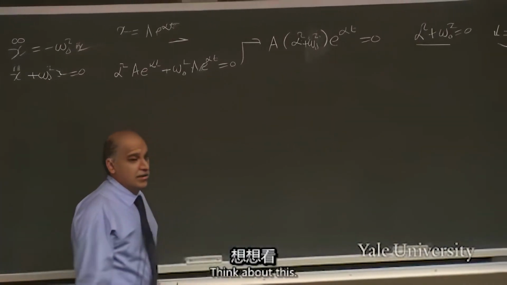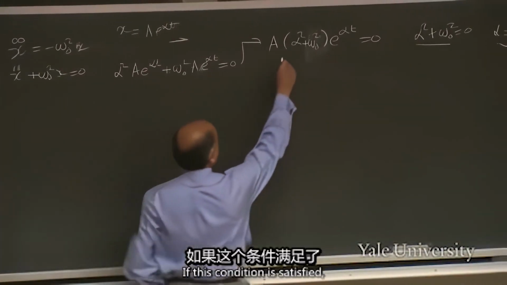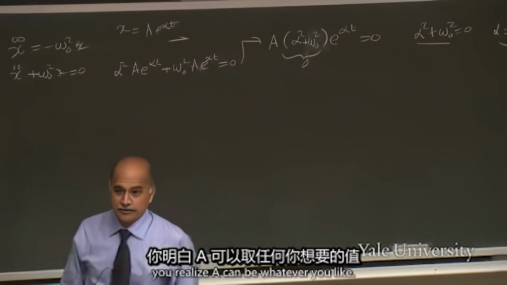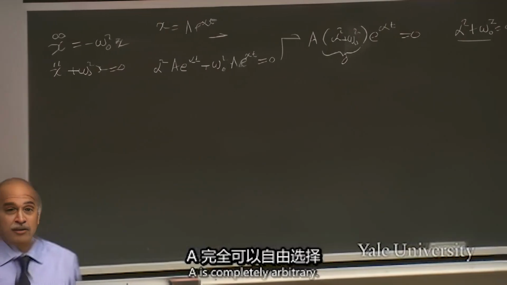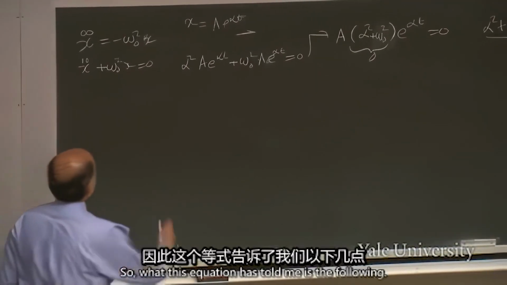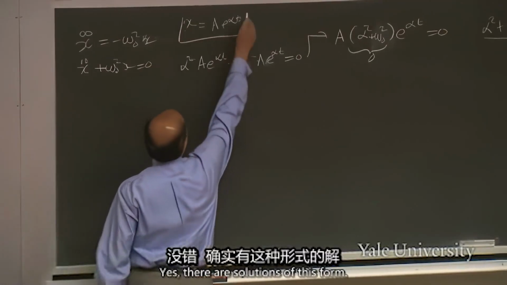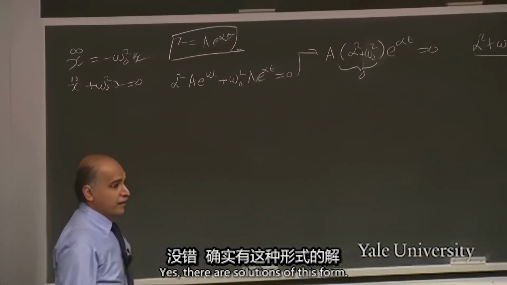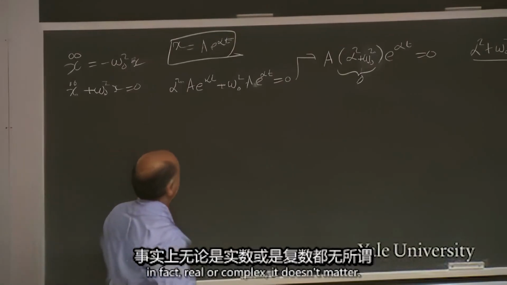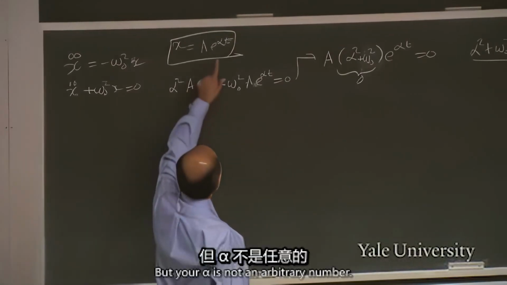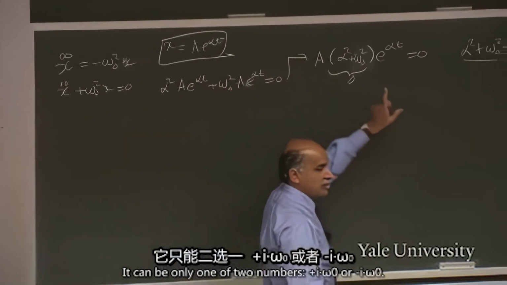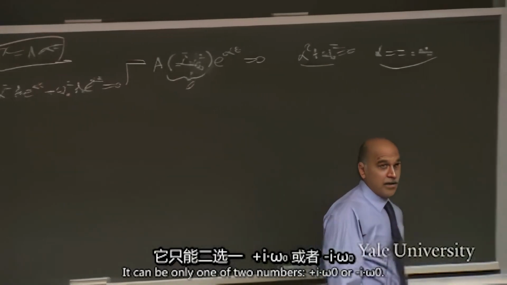Think about this. If this condition is satisfied, you realize A can be whatever you like. A is completely arbitrary. So what this equation has told me is the following. Yes, there are solutions of this form. For A, you can pick any number you like. In fact, real or complex, it doesn't matter. The equation is satisfied. But your alpha is not an arbitrary number. It can be only one of two numbers, plus i omega 0 or minus i omega 0.